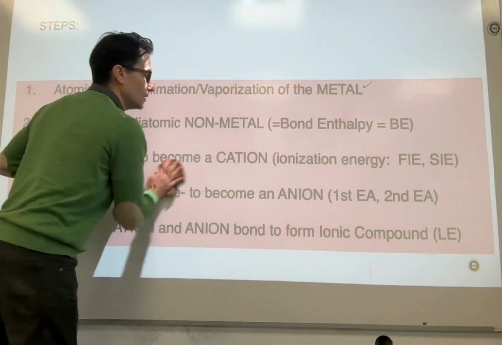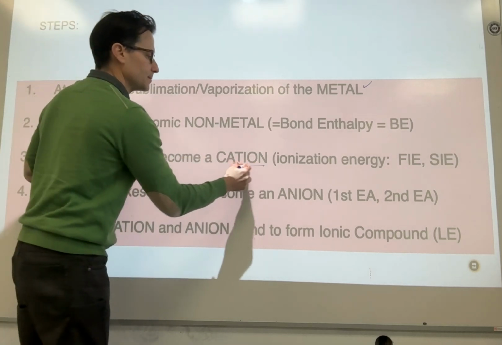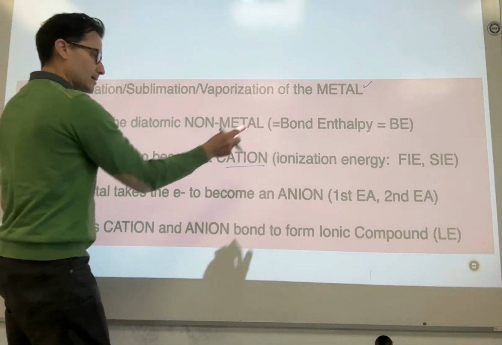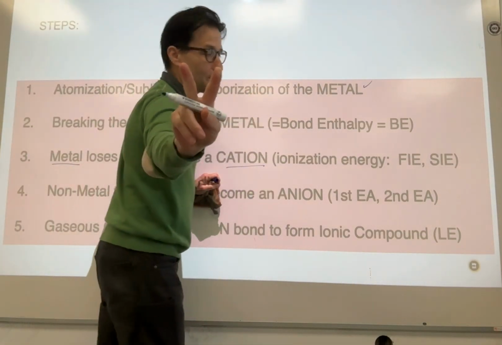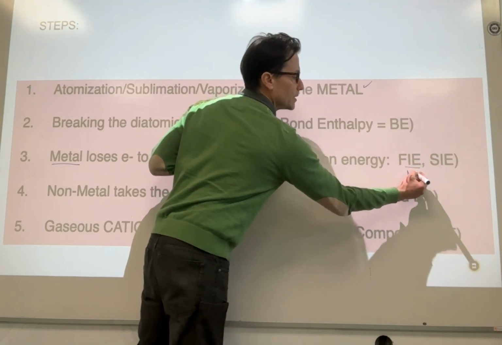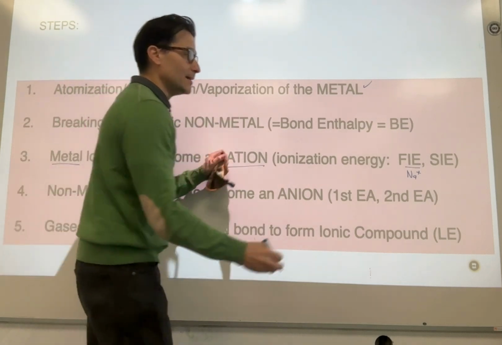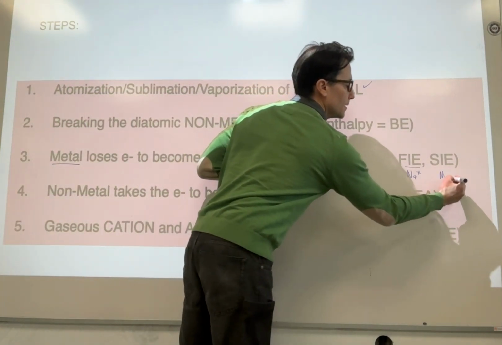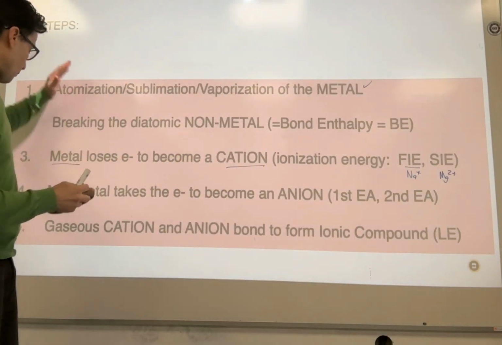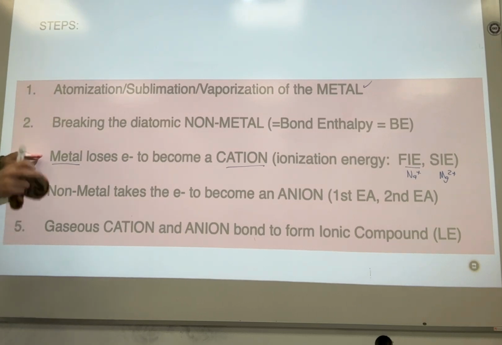Next step. Now you got to turn that metal into a cation. Otherwise, they're not going to attract in an ionic compound. So we've turned the metal into a gas. Now we've got to turn it into a cation. And that might be 2 steps, because it might be first ionization energy, which turns it into a 1+ charge. Or maybe you have to ionize again to turn it into a 2+ charge, like a magnesium. And I'll show you that in just a second. So this is how they can have more than 4 steps or 5 steps. Could be step 1, step 2, and then this one could have 2 steps.